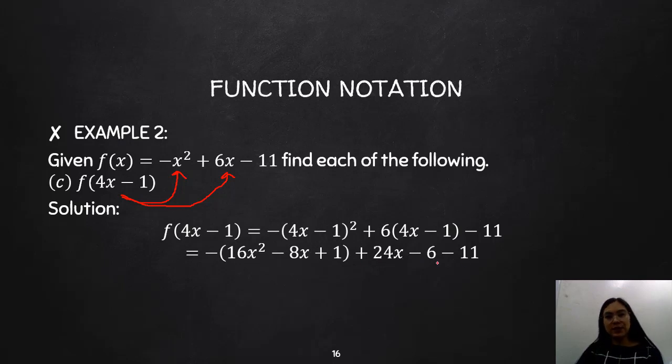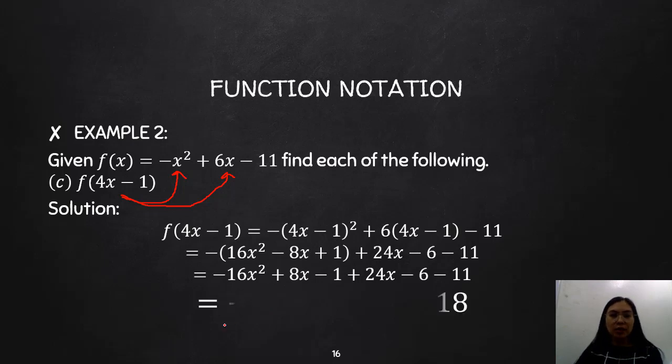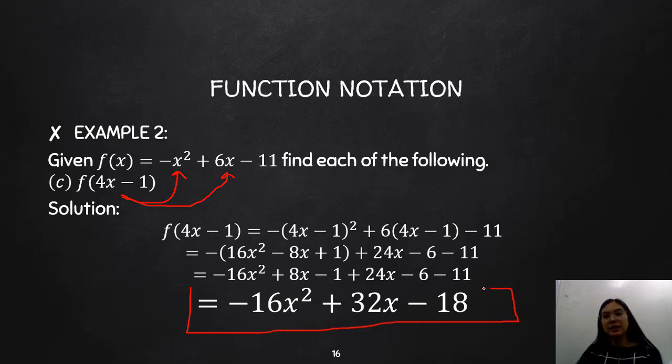Plus 24x minus 6 minus 11. Then, of course, itong negative sign, i-distribute natin siya dun sa whole ng quantity. So, we will have negative 16x squared plus 8x minus 1 plus 24x minus 6 minus 11. And then, of course, we further simplify by combining like terms together to get a value equal to negative 16x squared plus 32x minus 18. So, that's how you evaluate a function. Diba? Medyo easy lang naman siya.